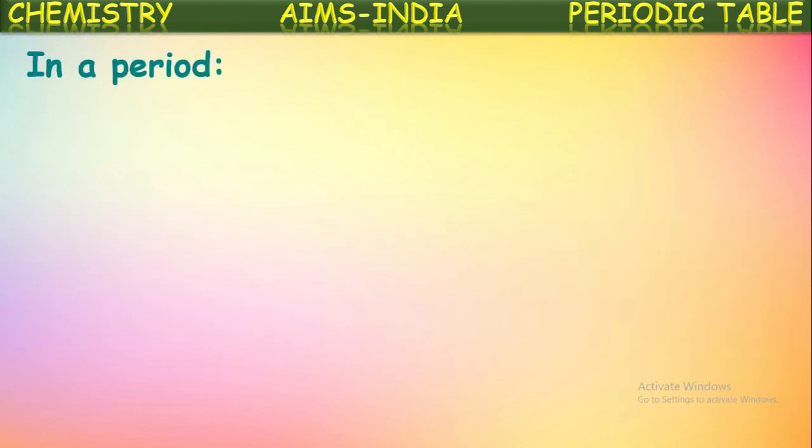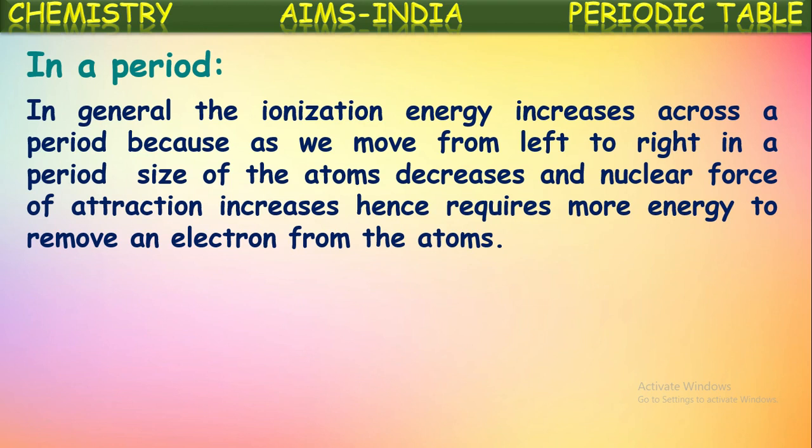Now let us see how it varies in a period. In general, the ionization energy increases across a period because as we move from left to right in a period, the size of the atoms decreases. We have studied that in a period from left to right, atomic size gradually decreases. As the size decreases, what happens? Nuclear force of attraction on the outer electrons increases and hence more energy is required for the removal of an electron. That is, ionization energy is much more.